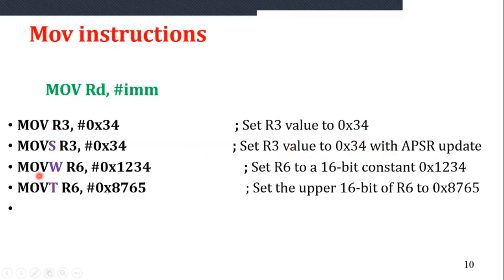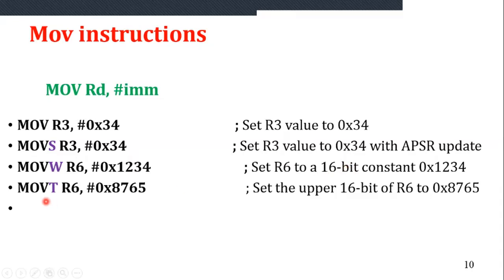Okay, next it is MOVW R6, comma, 0x1234. It sets R6 to a 16-bit constant. See, all my registers are 32-bit, so there is a lower 16-bit half and an upper 16-bit half. With a 16-bit constant, if you write MOVW R6, 1234, automatically the constant 0x1234 will be stored in the lower half, that is 16-bit.